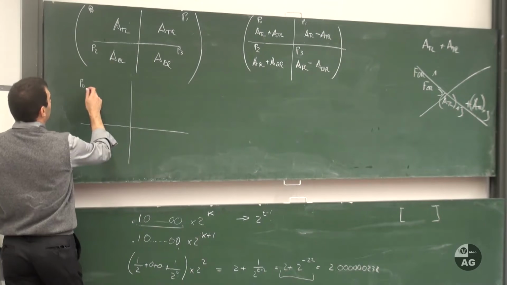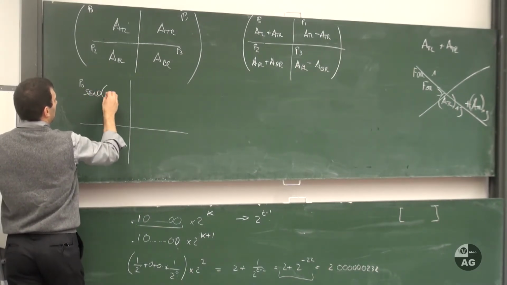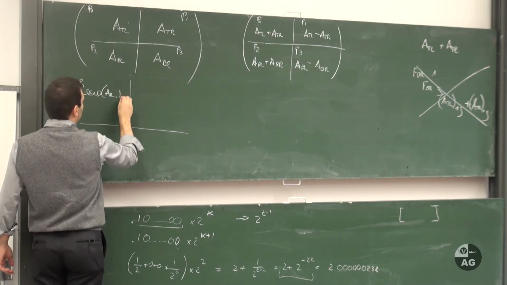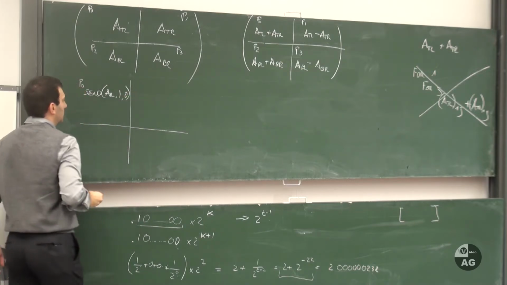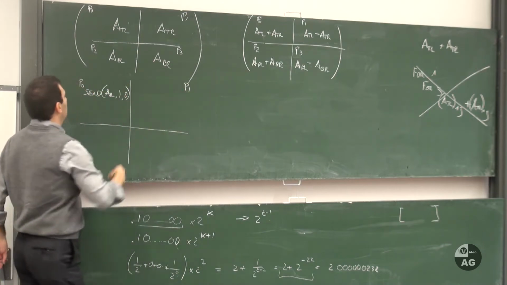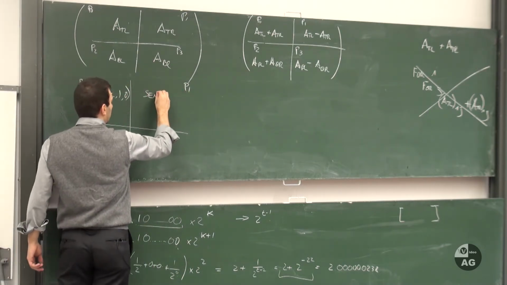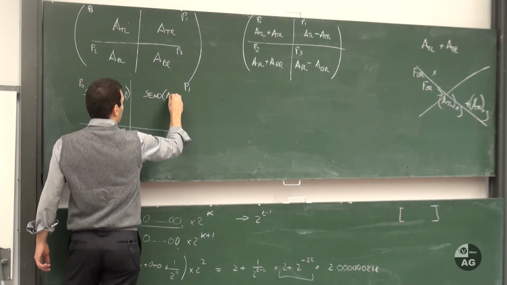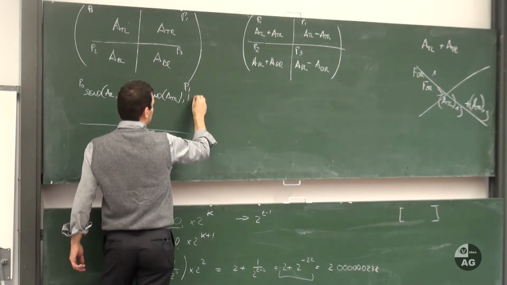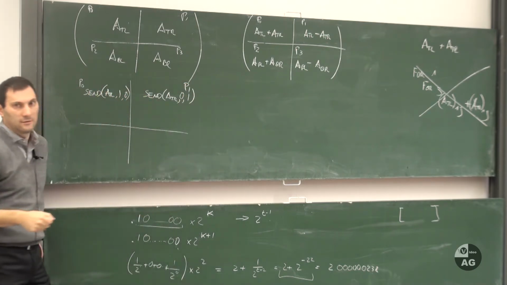Let's say that P0 sends A top left to P1. Let's put a tag. P1 knows that P0 needs A top right, so it starts sending A top right, and okay, let's use a 0. Let's use a different tag.